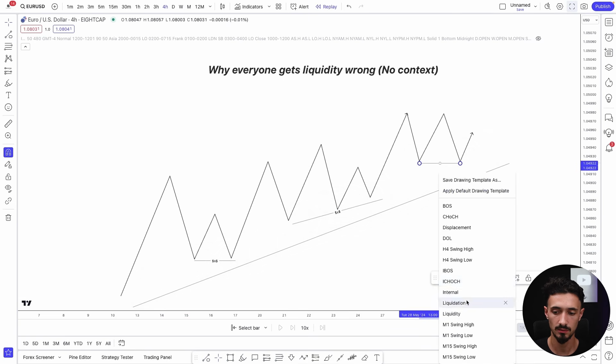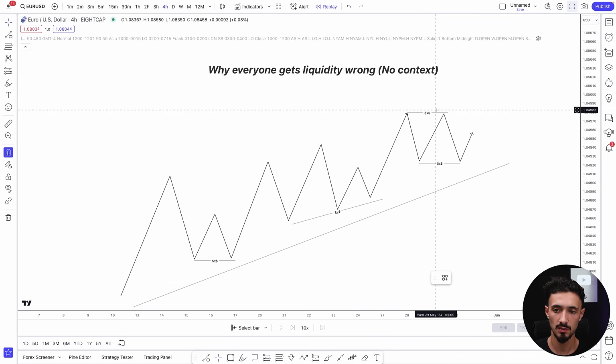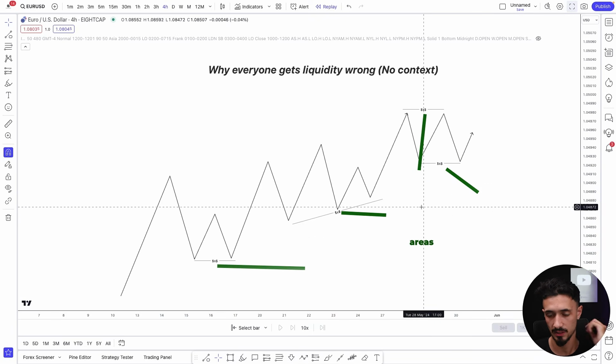So more liquidity, and we have equal highs across here. So more liquidity. These are our pockets of liquidity, is what I like to call them. These are the areas in which there is liquidity.